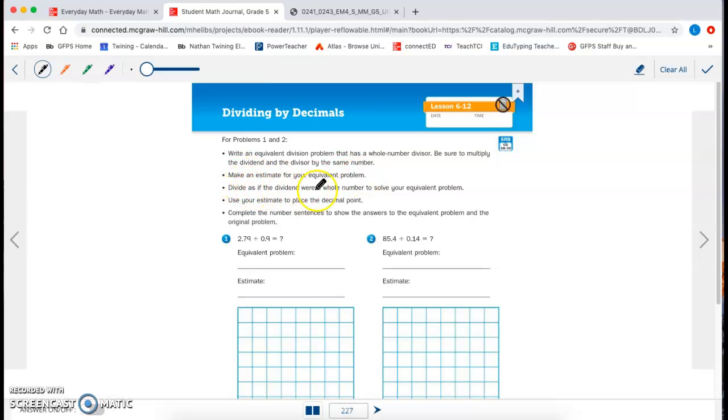Divide as if the dividend were a whole number to solve your equivalent problem. Use your estimate to place a decimal point. Complete the number sentences to show the answers to the equivalent problem and the original problem. Okay, so why it says that we need to multiply by the same number is if we were just to take the decimals out of each one of these, for 9/10, I'd move the decimal over one place, and for 2 and 79/100, I'd move the decimal over two places.